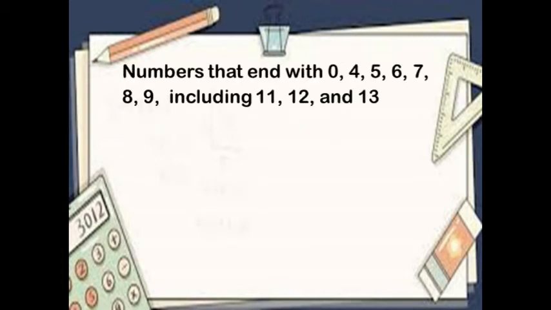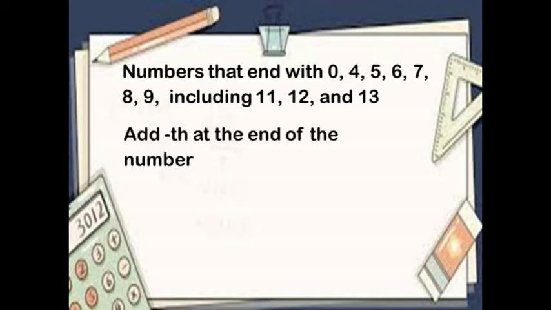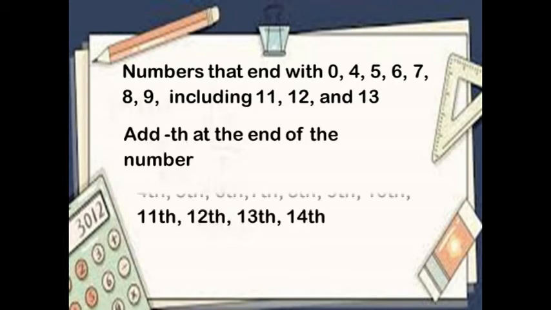Next, numbers that end with 0, 4, 5, 6, 7, 8, 9, including 11, 12, and 13, we add the suffix th at the end of the number. Examples, we have here fourth, fifth, sixth, seventh, eighth, ninth, 10th, 11th, 12th, 13th, 14th, and so on. Numbers that end with 0, 4, 5, 6, 7, 8, 9, including 11, 12, 13, we add the suffix th. And in ordinal numbers, it is important to write the suffixes after the cardinal number.